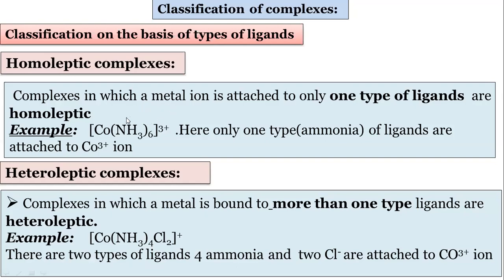So remember, for the board examination, this is asked 2-3 times: write a note on homoleptic complexes and write a note on heteroleptic complexes. We only have to write the definition and one example. Homoleptic means only one type of ligand is there, and heteroleptic complexes means more than one type. It may be two types, it may be three types of ligands. So in this example, four ammonia ligands and two chlorine ligands are attached to the Co. Co is the central metal atom. So this is very easy.